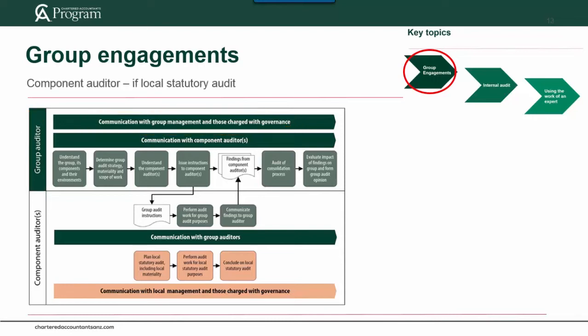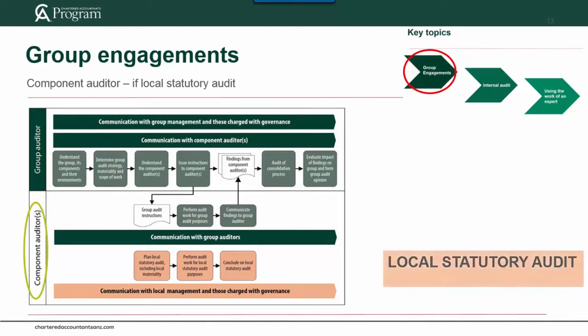Before we finish up on the topic of group engagements, it's important to note that sometimes a component auditor also needs to perform an audit of a component for local statutory requirements. In this case, it is likely that the component auditor will set a different figure for overall materiality and performance materiality for statutory audit purposes, and perform the work accordingly to express an opinion for that component.